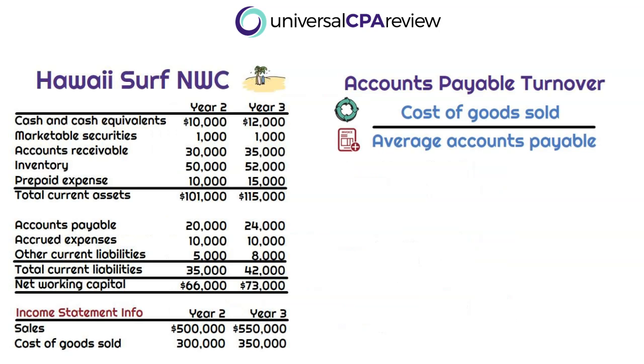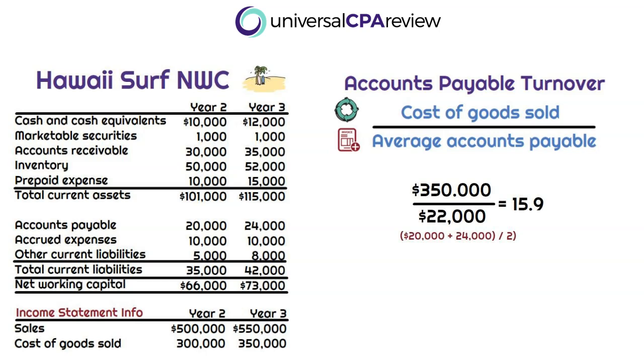Now we're going to move on to the accounts payable turnover ratio, very similar to the inventory and accounts receivable turnover ratio. In the numerator, we have that income statement account, the cost of goods sold, and then in the denominator, we're still taking the average accounts payable balance, right? Again, very important to remember it's the average.